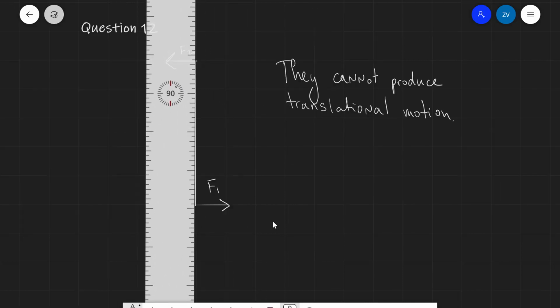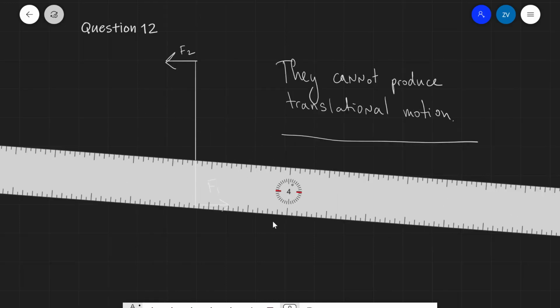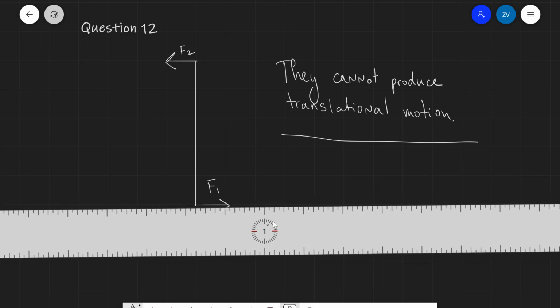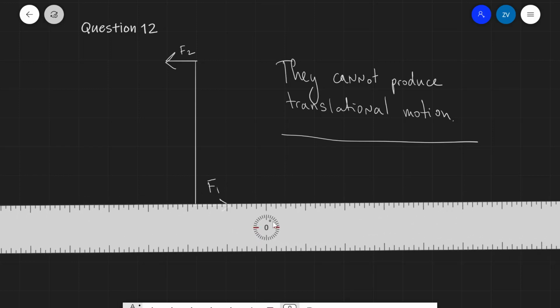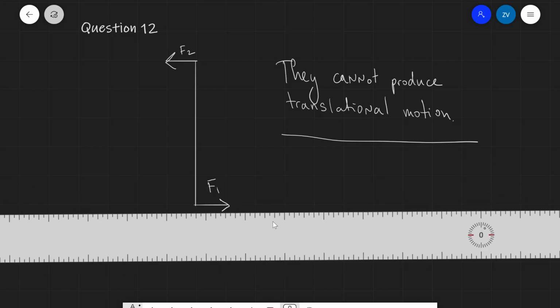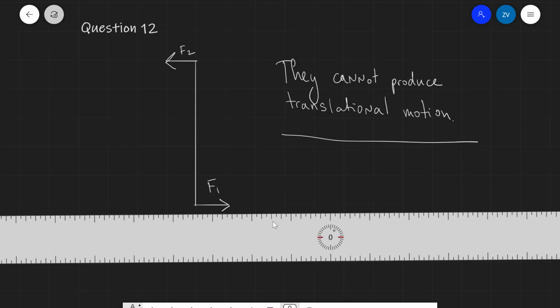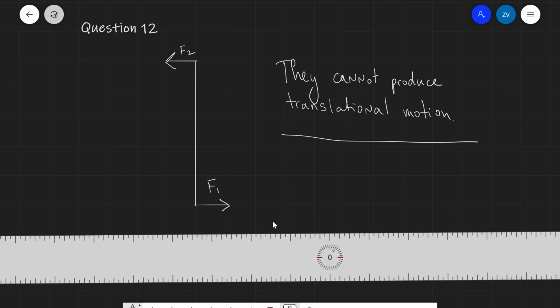However, those two forces cannot produce translational motion. Translational motion is just like this. It cannot move just from side to side, they can only produce rotation. So this sort of movement is impossible with coupled forces, and therefore the correct answer is C.